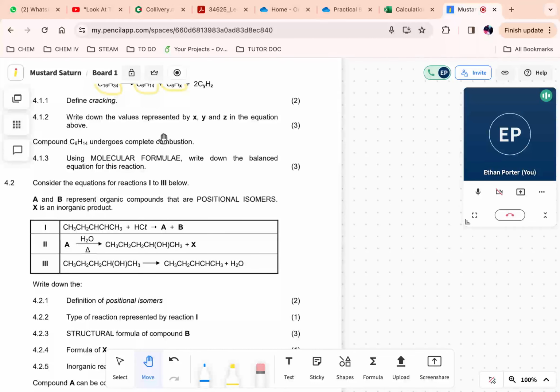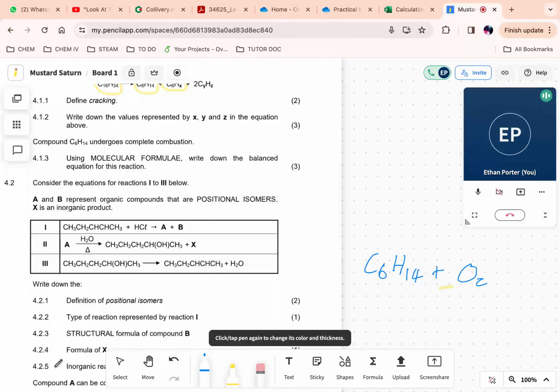Compound C6H14 undergoes complete combustion. Write a balanced equation to show this. Complete combustion means that the entire molecule is broken down into carbon dioxide and water. If it was incomplete combustion, we might have other alkanes or alkenes in the products, and we might have carbon monoxide, not carbon dioxide. So we know that for combustion, we definitely need oxygen. We're just not sure how much yet.